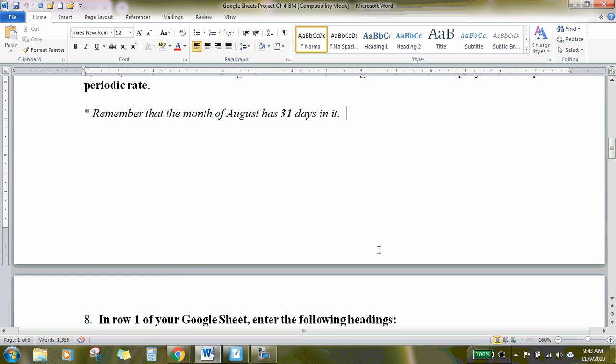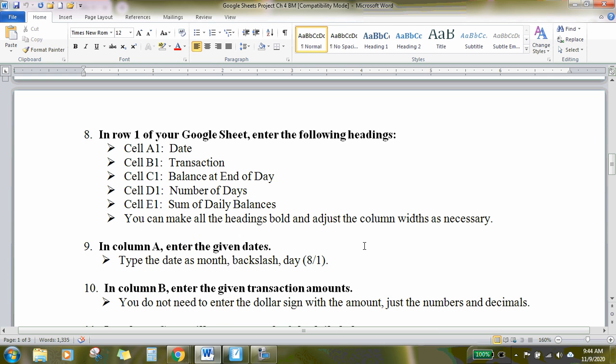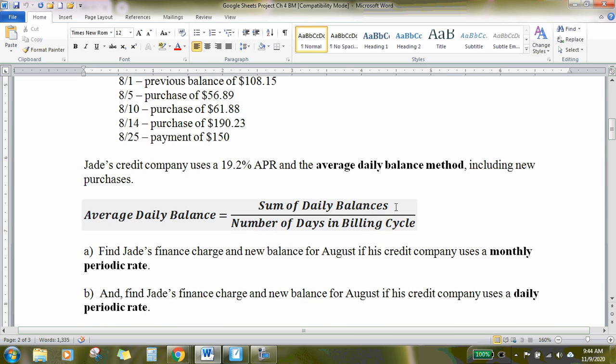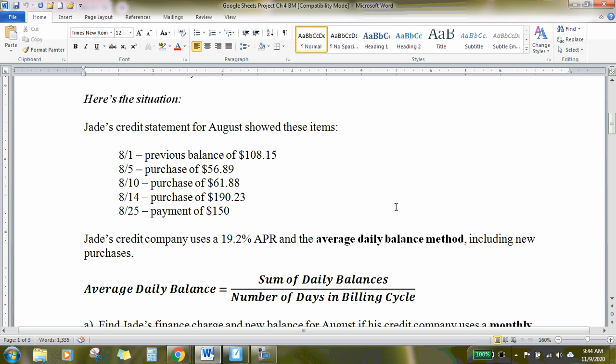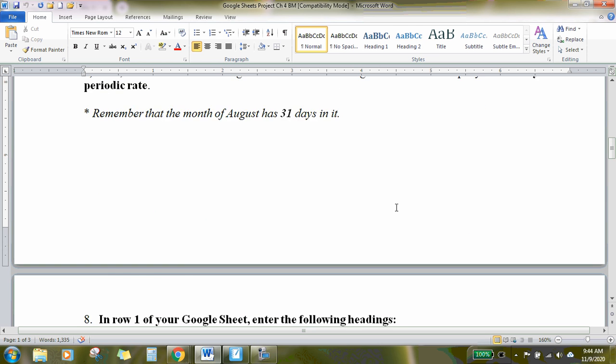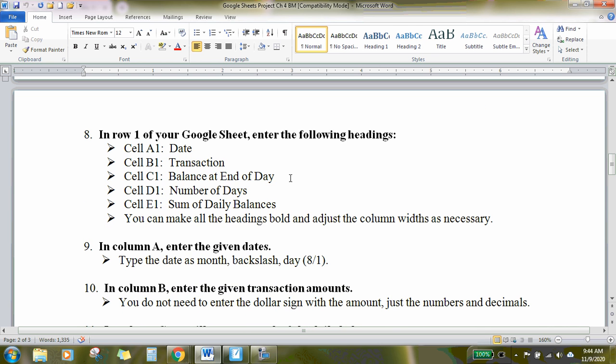Okay, now what we're going to do in our Google Sheet then is we're going to get this all set up. So we've got to put some headings in first. So we're going to have our date, the transaction, and that's what was listed above. Okay, right there, the previous balance and the purchases. And then we'll have the balance at the end of each day, and then the number of days, and then the sum of those daily balances. And since there are headings, we're going to make them bold, and we'll adjust the column width as we need.